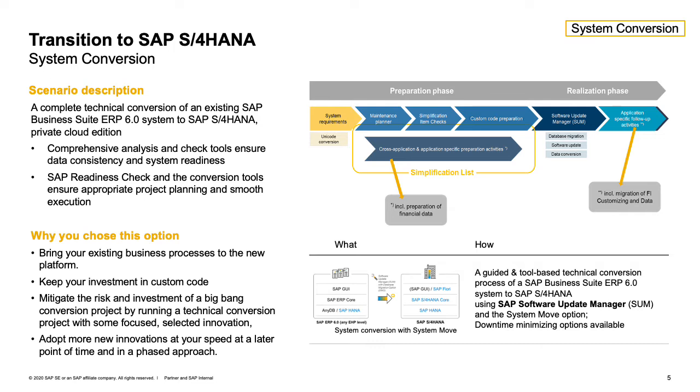The process is standardized by SAP and supported with guides and with tool sets that include the Software Update Manager with the database migration option that will take care of the technical phases of the conversion. The move to SAP Cloud is made possible by an option called System Move, which is part of the previously mentioned Software Update Manager, and it allows customers to move their system to a different location during the downtime phases of the system conversion procedure.